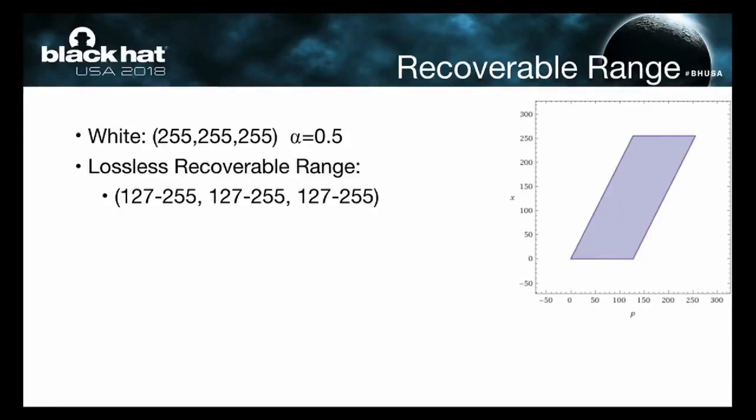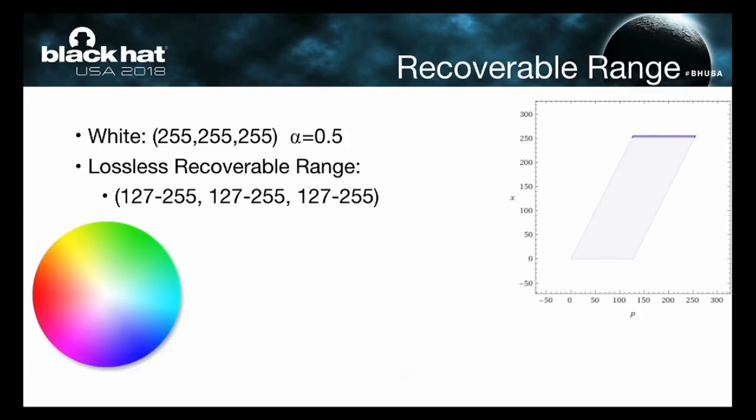Let's take an example: when alpha equals 0.5 and the watermark color is totally white, so the color is 255. The recoverable range lies from here to here. So if this is the whole range of any color, the recoverable range is this large. So I think it's an acceptable attack surface.